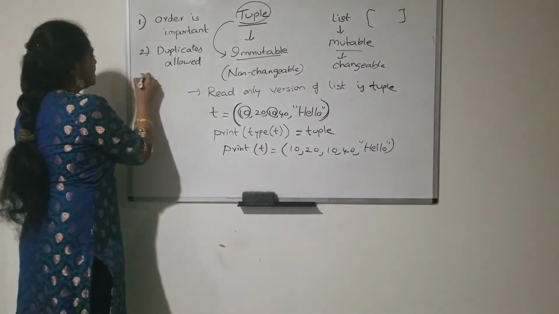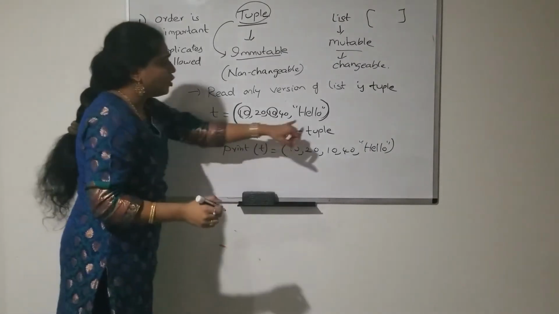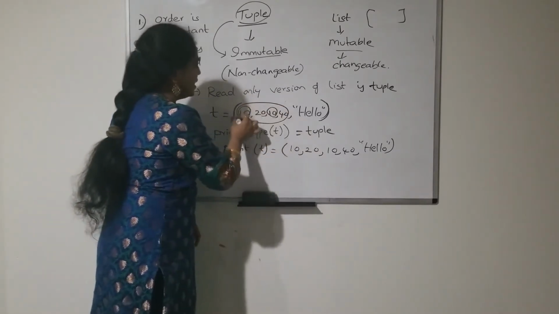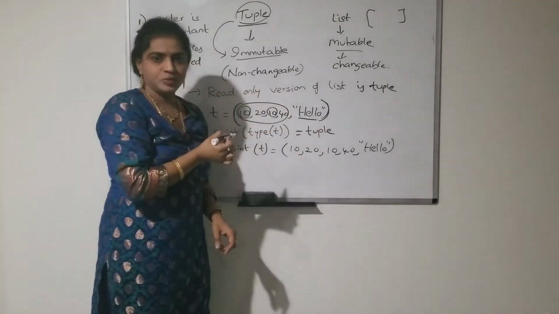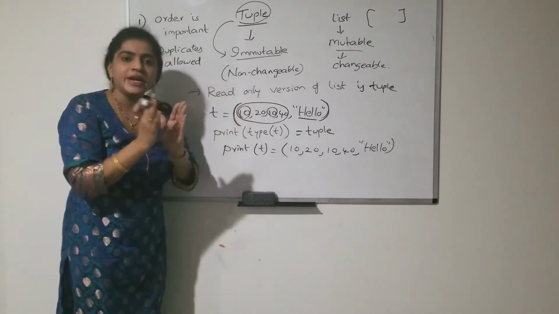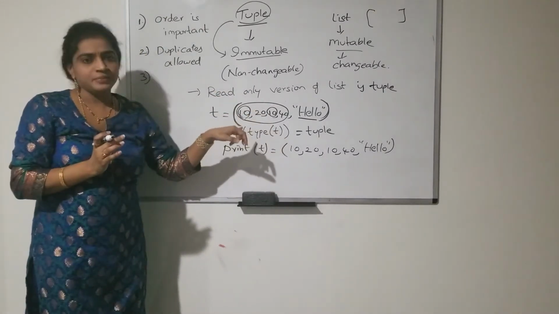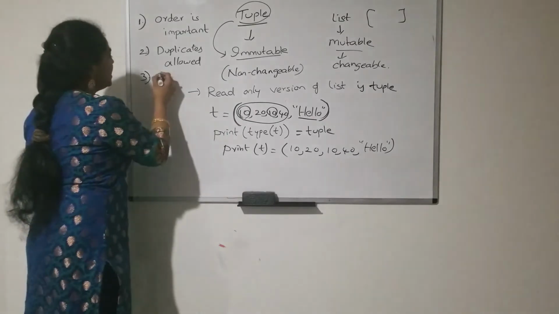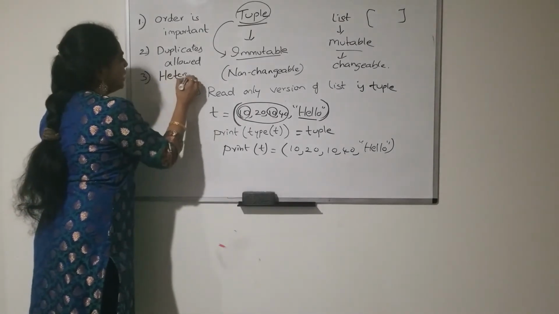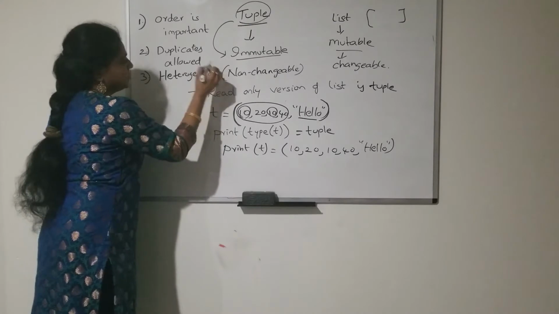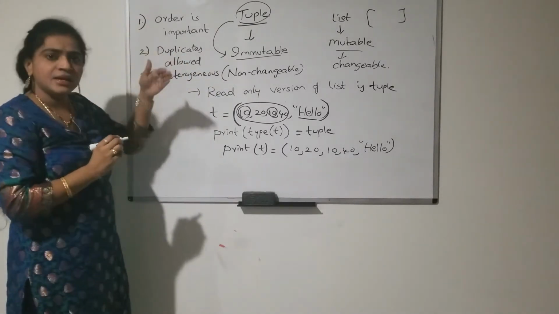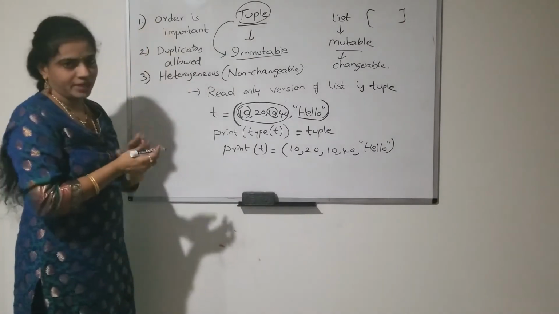And next one is heterogeneous data types are allowed. See here, all these are int data type, and this one is a string. That means different data types are allowed. You can take different data types in a tuple. That means heterogeneous data types are allowed in the tuple, just like list. These 3 properties are the same as in list.